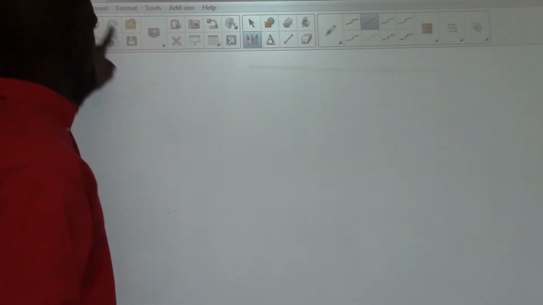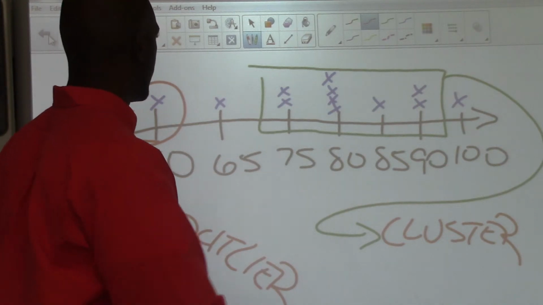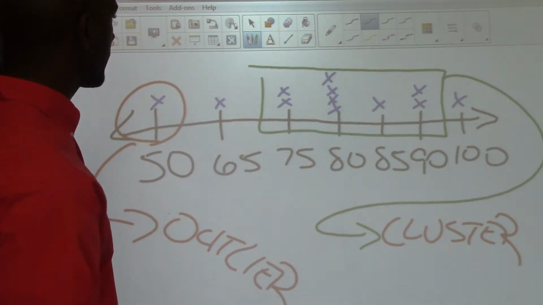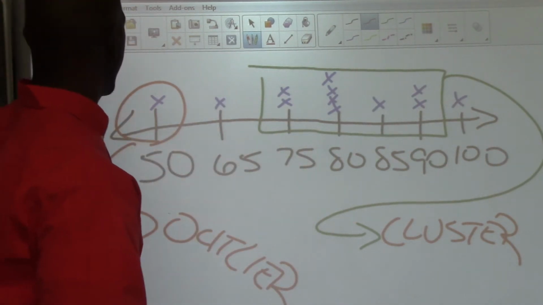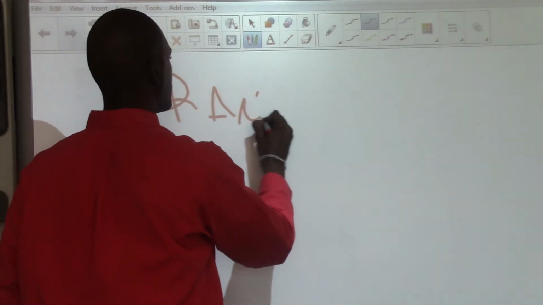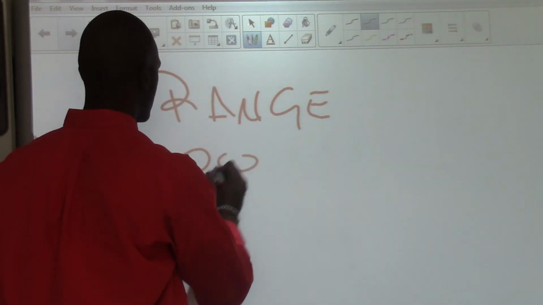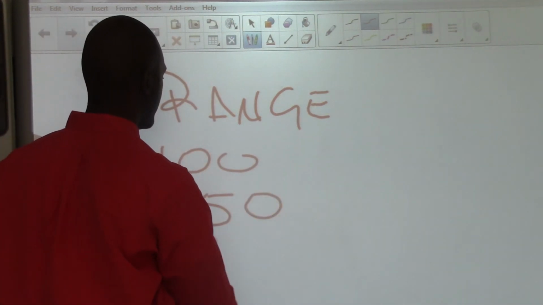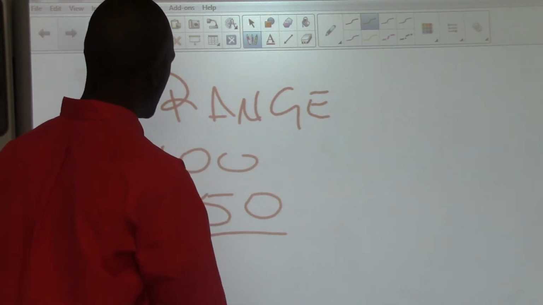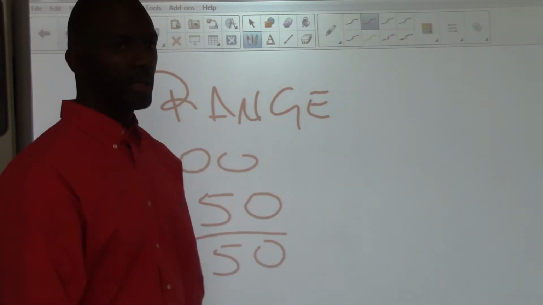Now, if we look at 50 and 100, we can also find the range. The range of 50 and 100 is simply the difference between 50 and 100, which would be 100 minus 50, which is 50, and that would be the range.